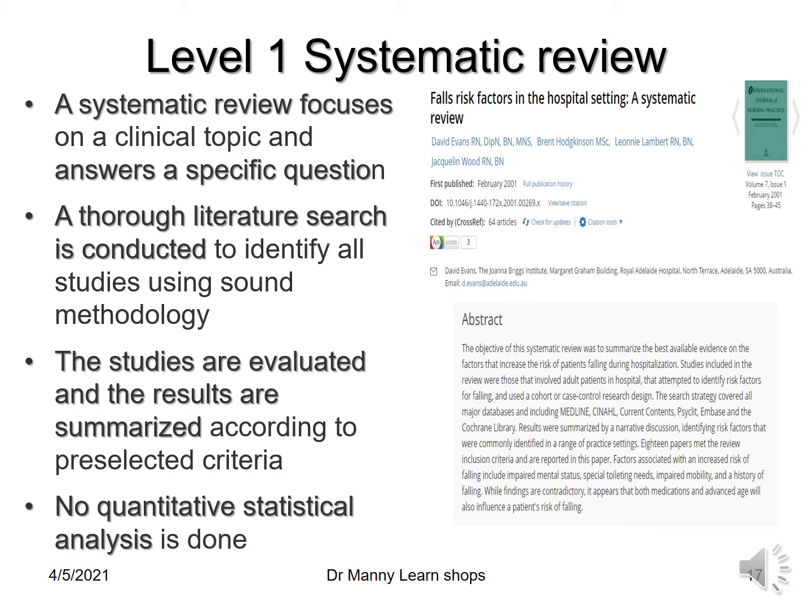Level 1 is the systematic review, and it focuses on a clinical topic and answers a specific question. It's a thorough literature search to identify all the relevant studies that use a sound methodology. And these studies are evaluated and the results are summarized according to a pre-selected inclusion criteria. There's no quantitative statistical analysis done here.